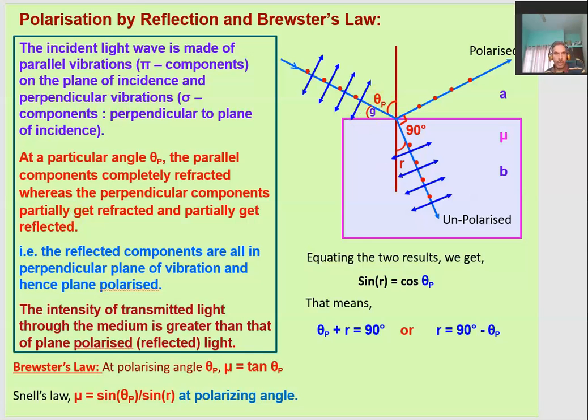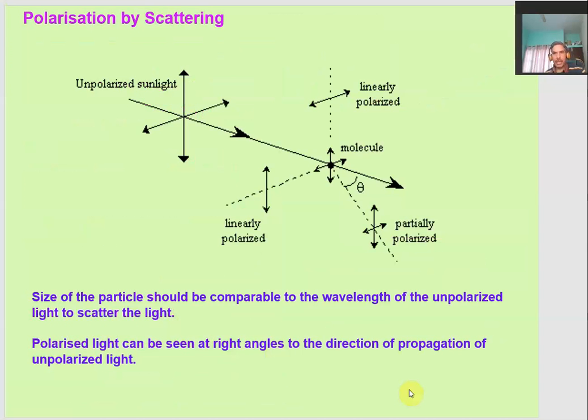Polarization of light can also be done with the phenomenon of scattering. So how does that happen? Here is unpolarized light, which has vibrations over all possible directions, traveling in this direction. There is a medium through which this unpolarized light is passed, and the size of the particles or molecules of this medium should be very much comparable with the wavelength of the unpolarized light. Whenever this condition is satisfied, scattering of the light takes place.